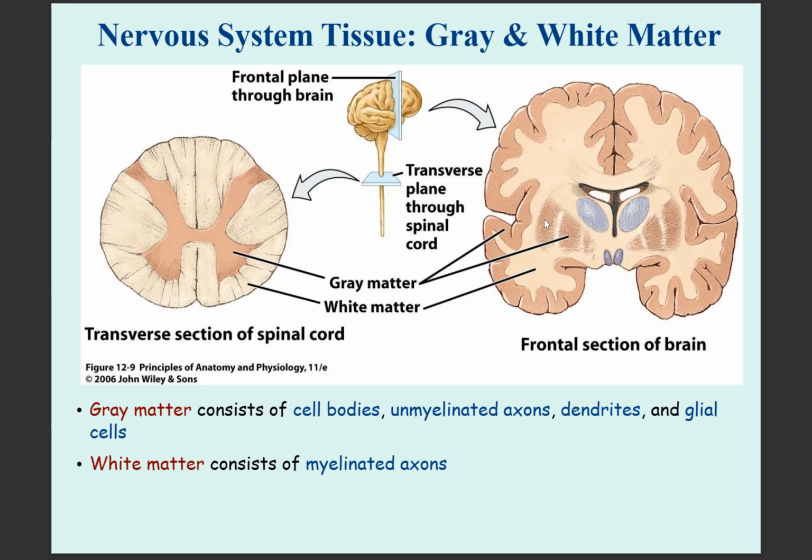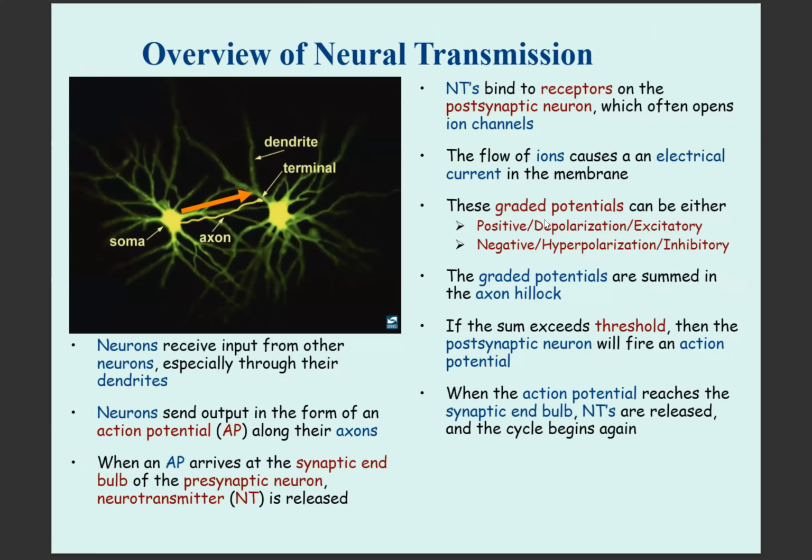So the gray matter will consist of cell bodies, clusters of cell bodies, unmyelinated axons, dendrites, and glial cells, whilst the myelinated axons will appear whitish. And you must know that the white matter is always axons, but the gray matter can be a cell body, it can be a glial cell, or it can also be a myelinated axon, unmyelinated axon, and dendrite.